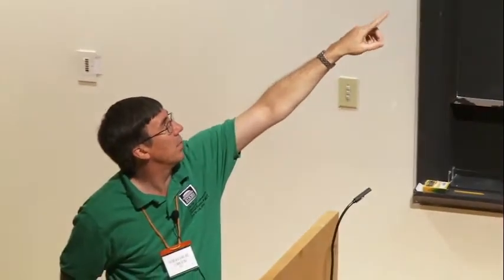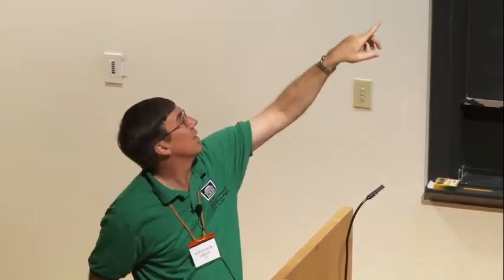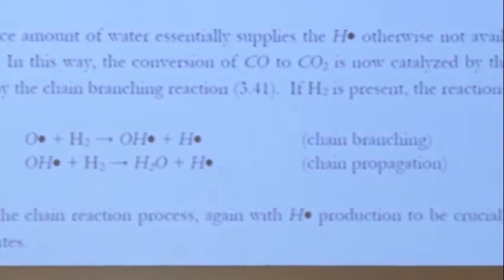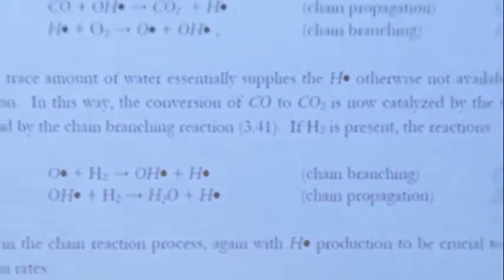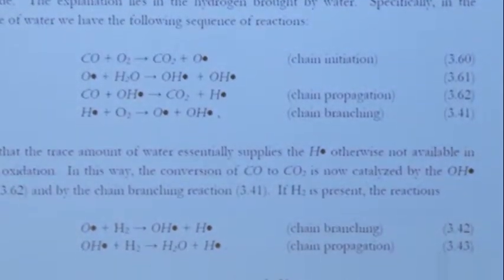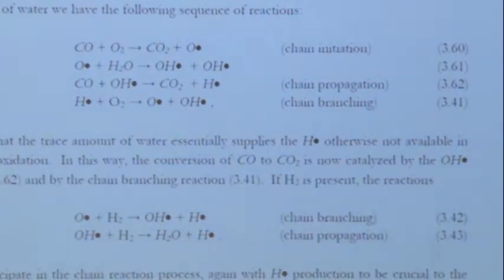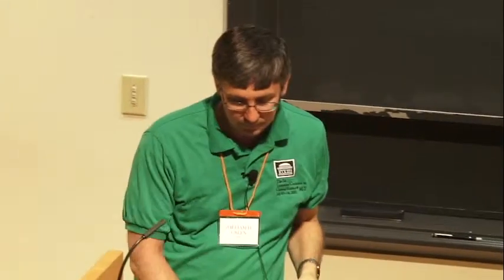And then once you get the O atoms, they react with hydrogen to make more OH and more H atoms. And then the OH reacts with hydrogen again and makes more H atoms. All those H atoms go back and react with O2, and they make more and more radicals, and the whole thing explodes. And so this explosion is due to this. And that's in H2O2, and it's also in most hydrocarbon fuels. This is the main reaction that makes the explosion.